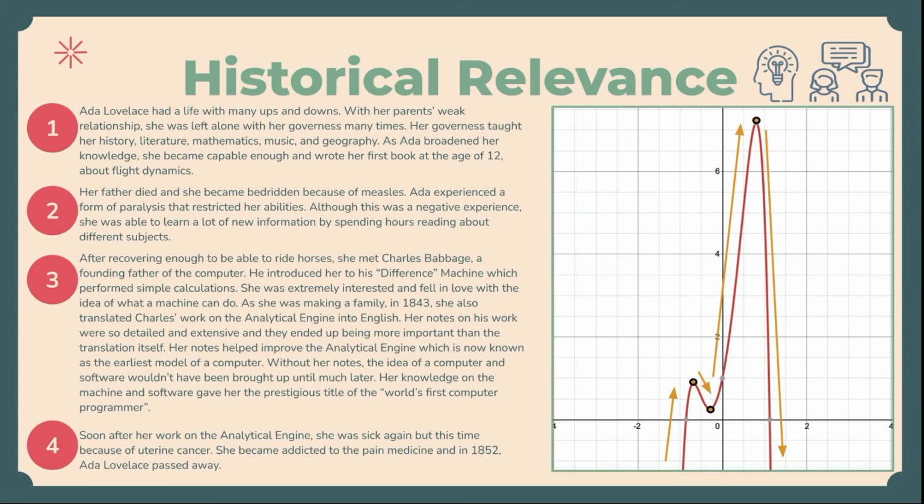With her parents' weak relationship, she was left alone with her governess many times. Her governess taught her history, literature, mathematics, music, and geography. As Ada broadened her knowledge, she became capable enough and wrote her first book at the age of 12 about flight dynamics. However, soon after, her father died and she became bedridden because of measles. Ada experienced a form of paralysis that restricted her abilities.